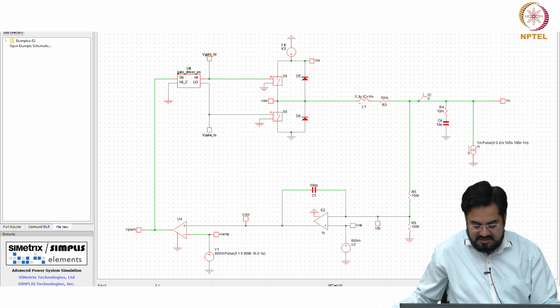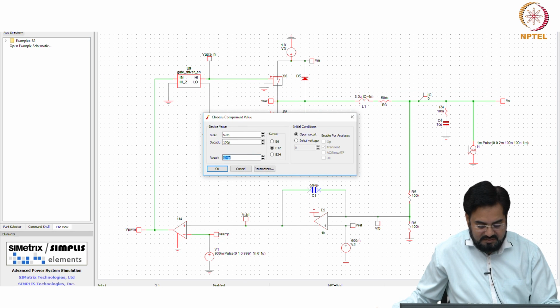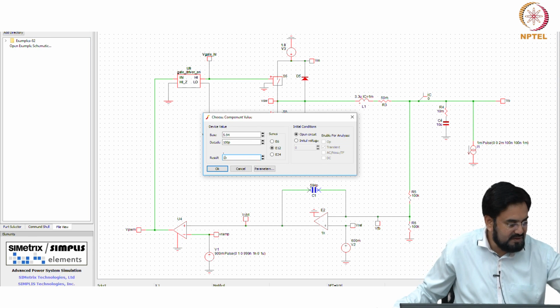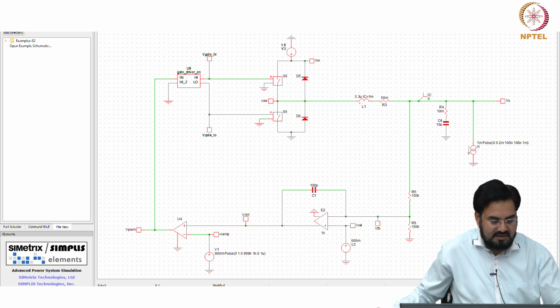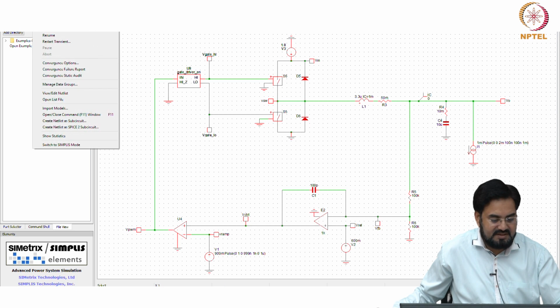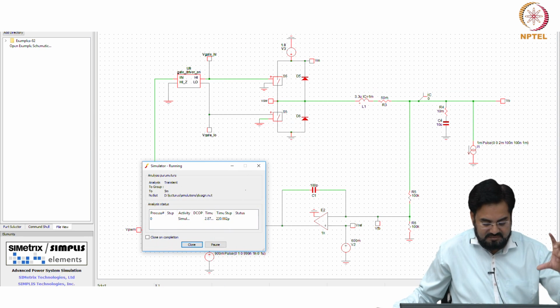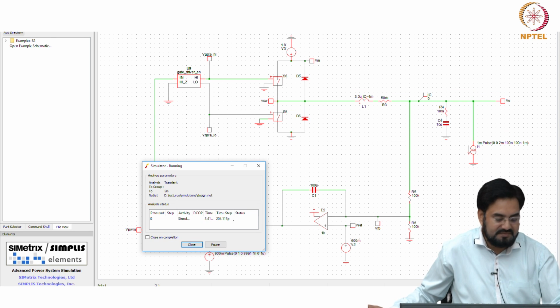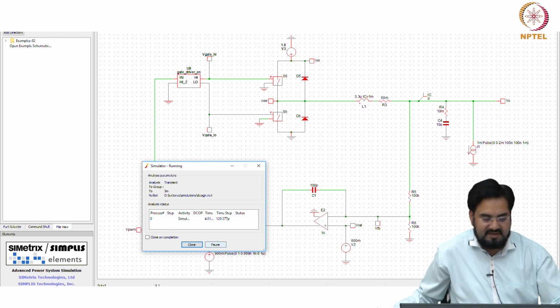And if you further reduce this, make it gain more than 1. So let us say I make it 100 picofarad. Then the oscillation magnitude, amplitude will start increasing. So it will become an oscillator actually.